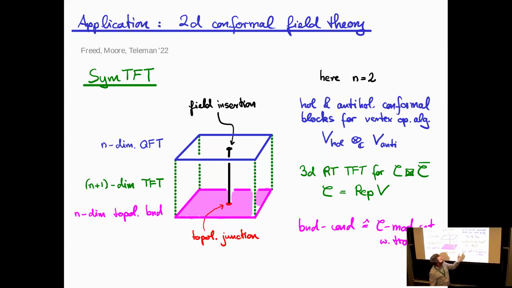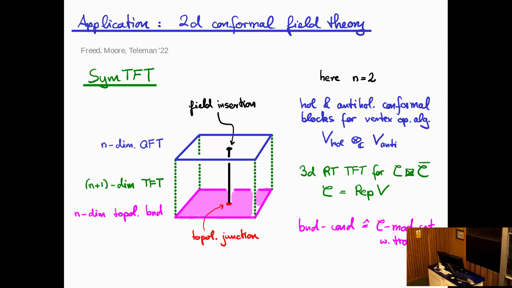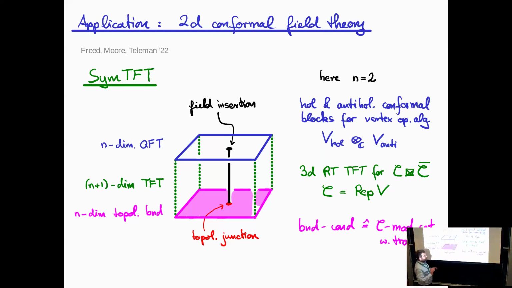But if they are the same, then the 3D topological field theory, which they sit at the boundary of, is the Reshetikhin-Turaev theory for this product, C box C bar, which is the same as the Drinfeld center of C. The category C in question here is the category of suitable representations of the VOA, which has to be rational to make this work. And the boundary conditions in this picture are C-module categories with trace.